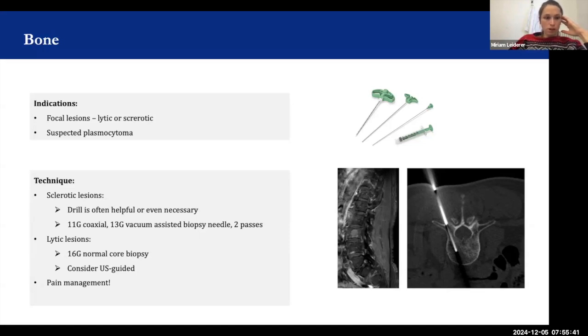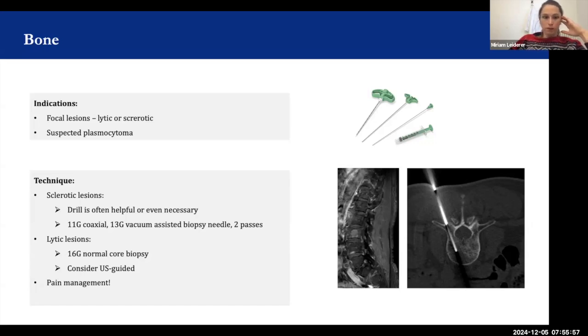For lytic lesions, you just do a normal core biopsy, you would use a 16 gauge, and you can consider if it's feasible to do ultrasound guided. Sometimes that works, and ultrasound is usually more available than CT.